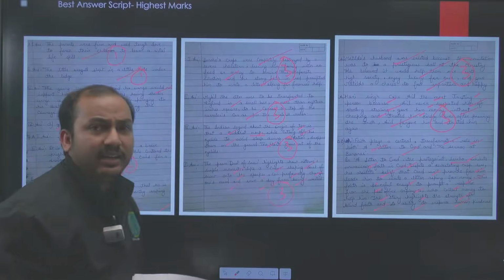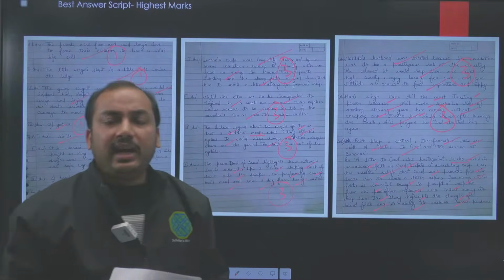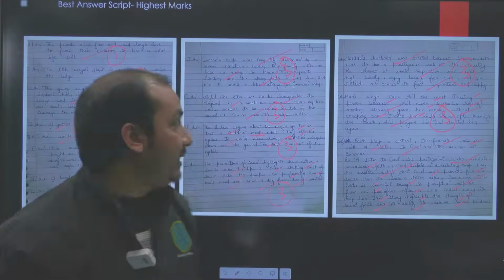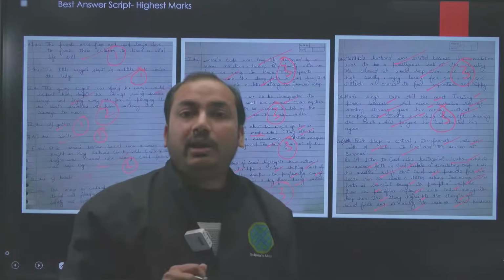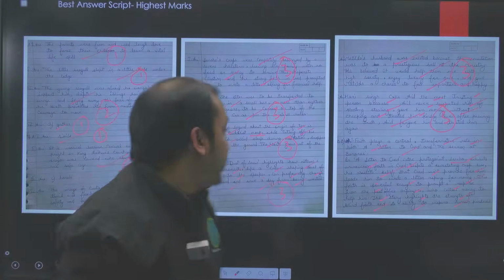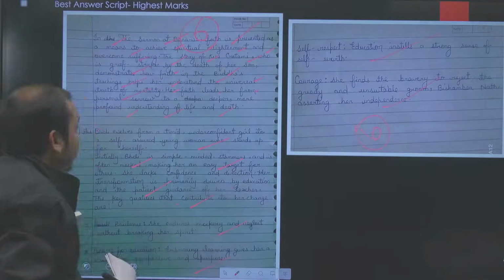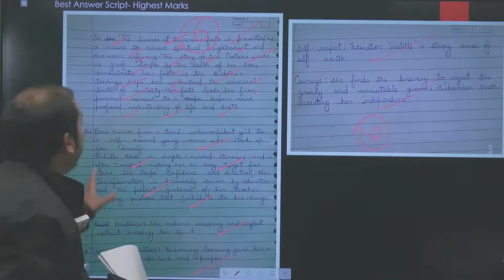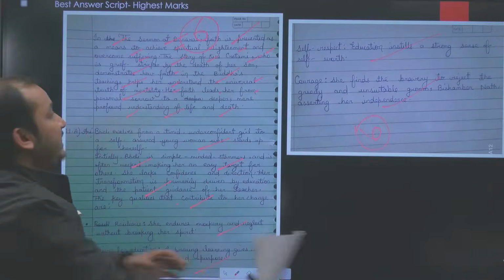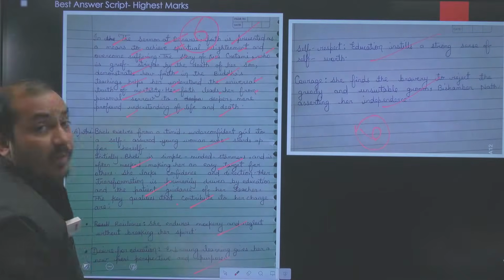Sometimes what the question is asking is something different, we write other things, and we make the answer so long. By doing this you will not get any benefit. You have to be very precise and accurate while writing answers. And also you can see the questions he has attempted of 6 marks.